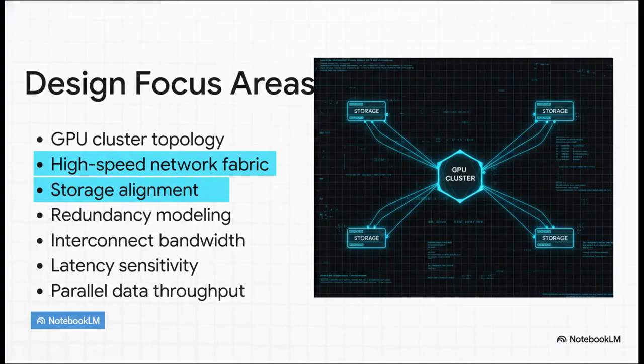Now, this is where we translate that workload analysis into a real physical and logical blueprint. This means designing the GPU cluster topology, specifying the high-speed network fabric, things like InfiniBand or RDMA over converged Ethernet, and aligning the storage performance perfectly. We model for redundancy and engineer for key metrics like interconnect bandwidth and latency sensitivity. The main goal here? To design a balanced system that completely eliminates any potential I/O bottlenecks.